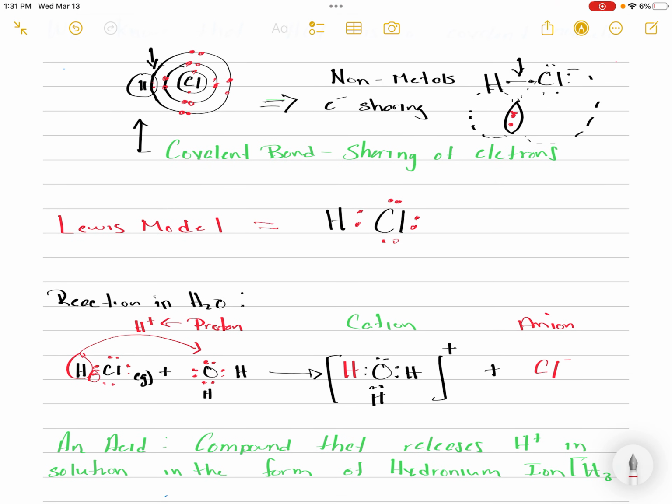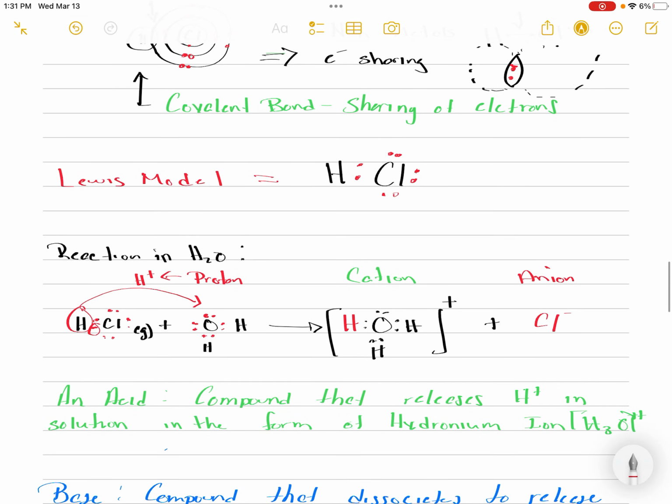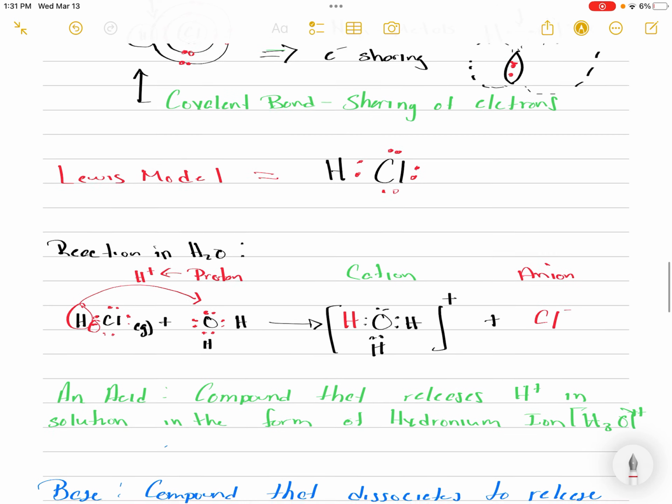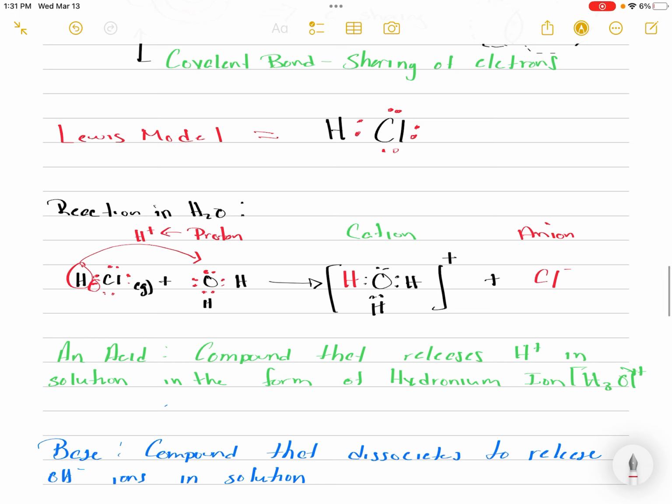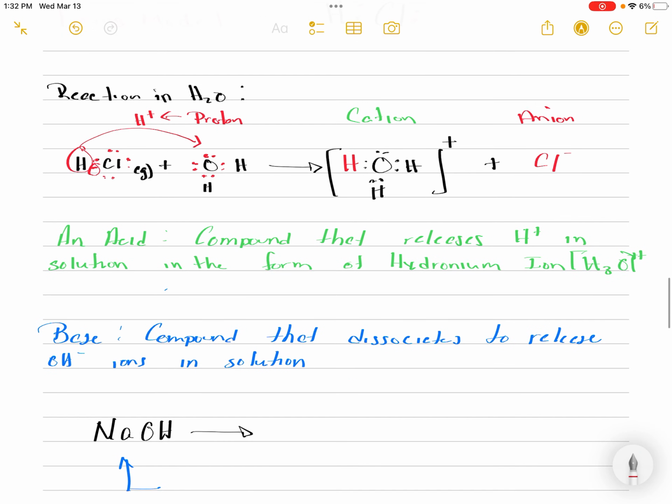Basically, to summarize, an acid is a compound that releases hydrogen protons or hydrogen ions in solution in the form of a hydronium ion. So it actually forms the ion, it doesn't release the ion. It actually forms that +1 ion when it becomes hydronium, or H3O. A base is a compound that dissociates to release OH ions in solution. So what does that look like?